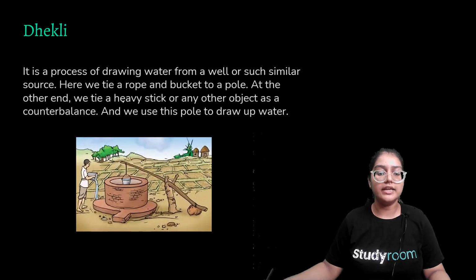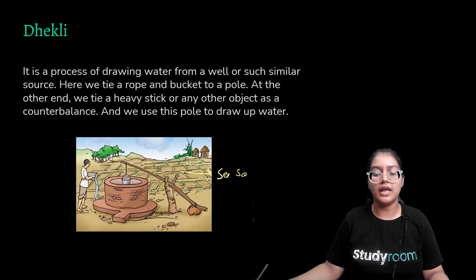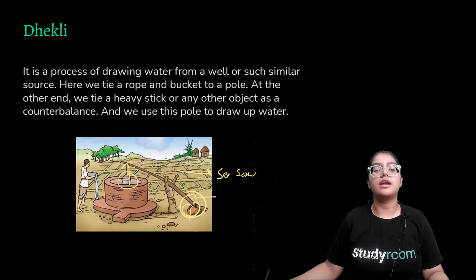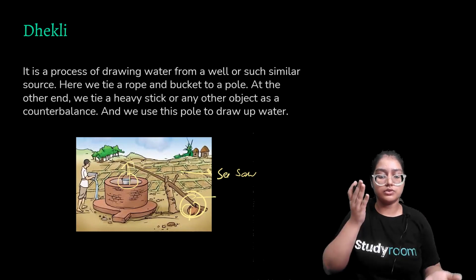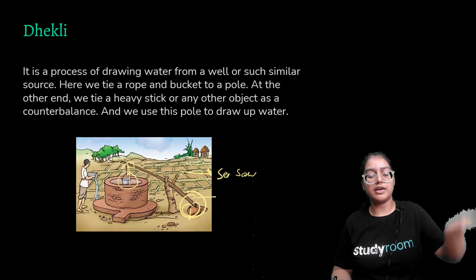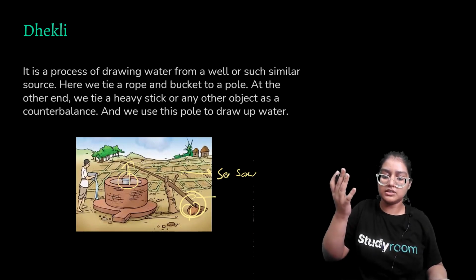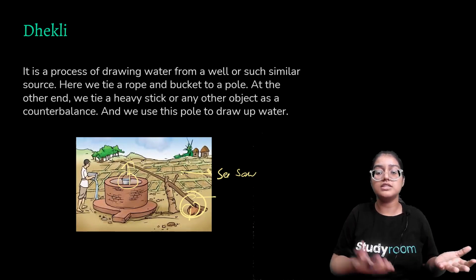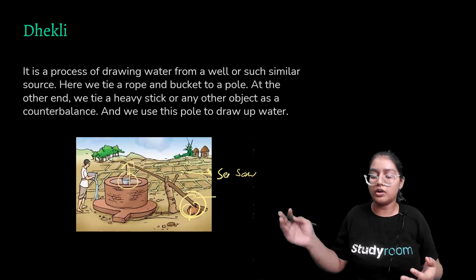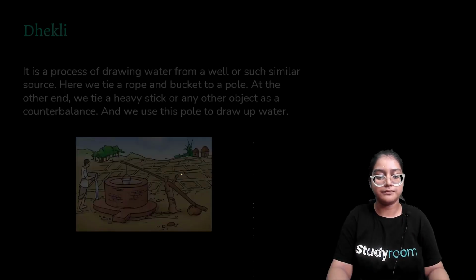Now, what is dhekli? Dhekli means, have you seen a seesaw? So this is like a seesaw. Here we tie a rope and bucket to a pole. So this is a pole, and here we pick up a bucket, and here is a much heavier weight than the bucket. If the rock is heavy, then the bucket will get lifted, like a seesaw. When the rock is lifted, the bucket gets down. In this same process, the water gets filled, and then we can sprinkle the water over the whole surface of the farm.